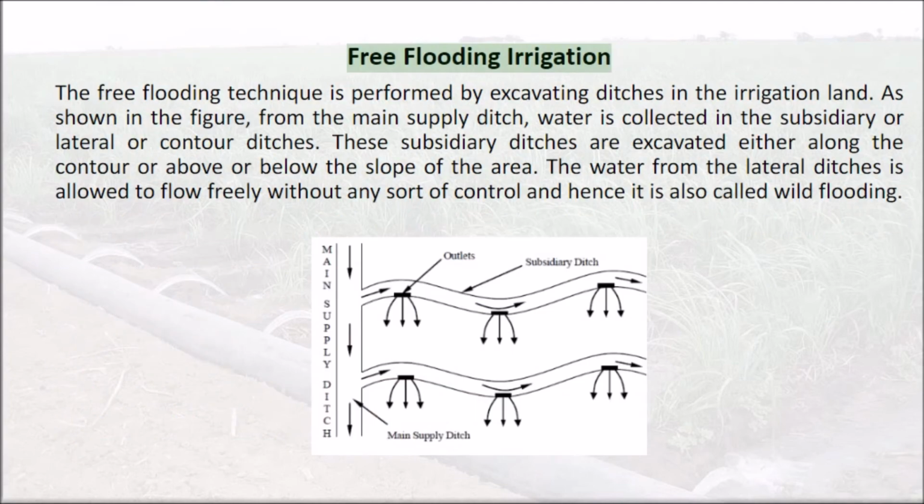Free flooding irrigation. The free flooding technique is performed by excavating ditches in the irrigation land. As shown in the figure, from the main supply ditch, water is collected in the subsidiary or lateral or contour ditches. These subsidiary ditches are excavated either along the contour or above or below the slope of the area. The water from the lateral ditches is allowed to flow freely without any sort of control, and hence it is also called wild flooding.